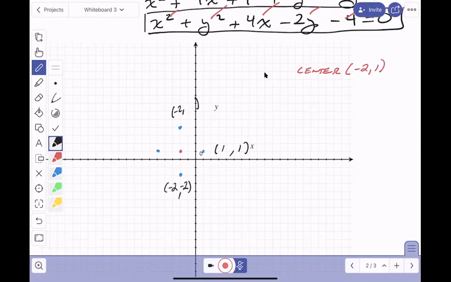I have to count. 1, 2, 3, 4. What's this point over here? We'll have to count. 1, 2, 3, 4, 5. That's minus 5 to the left, and then 1 up. Right. I'm going to draw my circle in. It's just a ballpark. Again, they didn't ask me to do this. I'm just practicing, and we're trying to encourage you guys to practice as well.